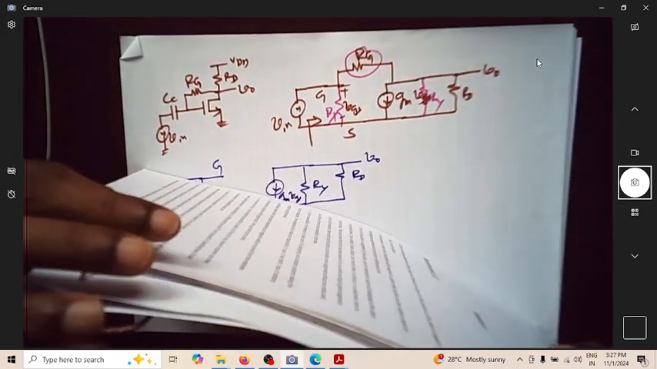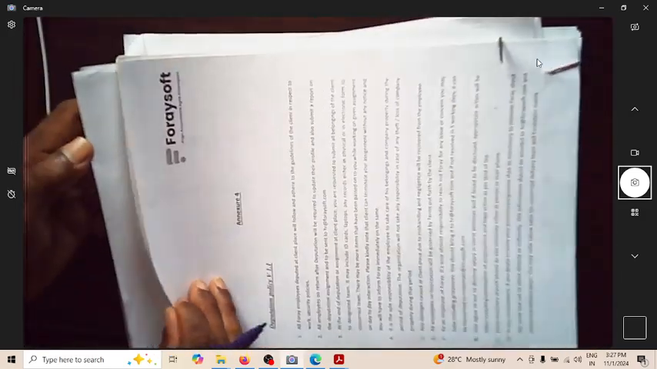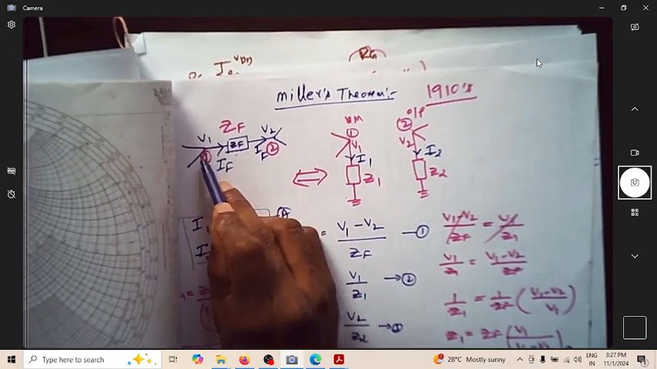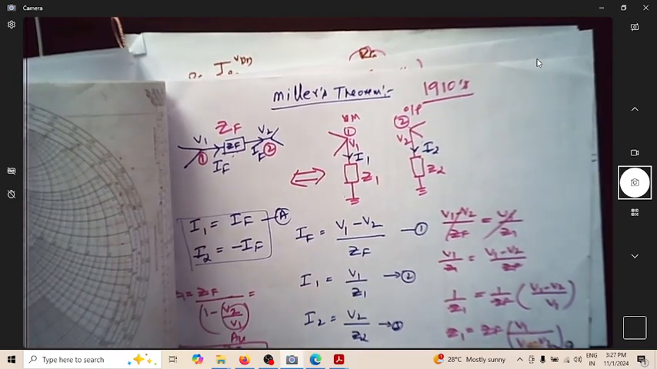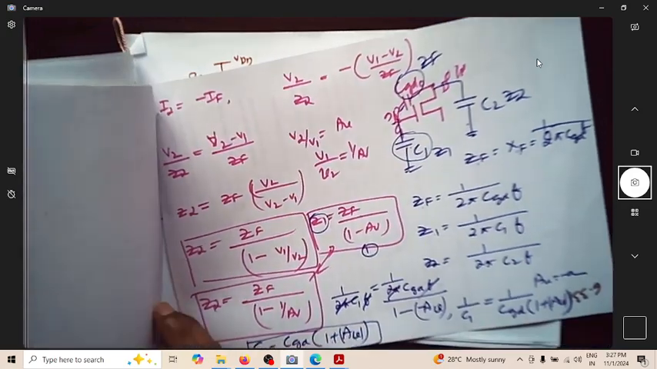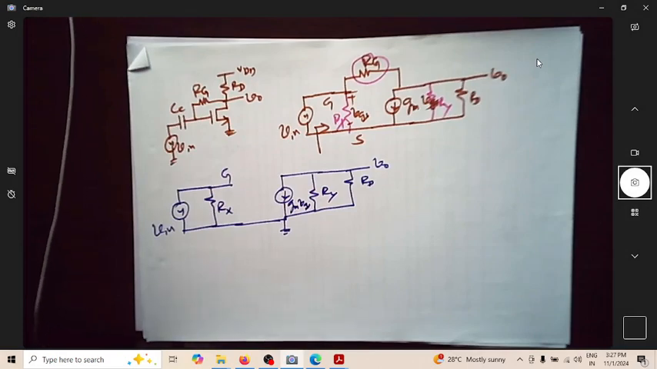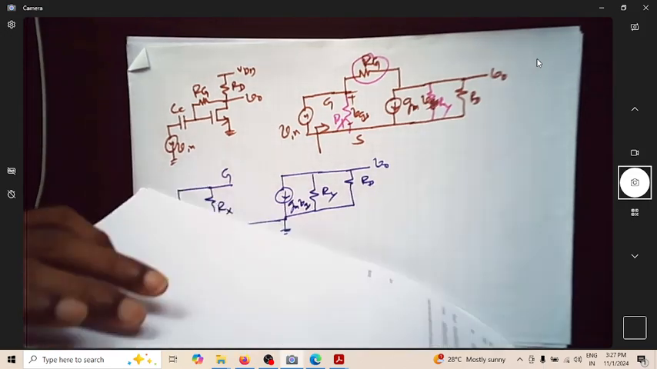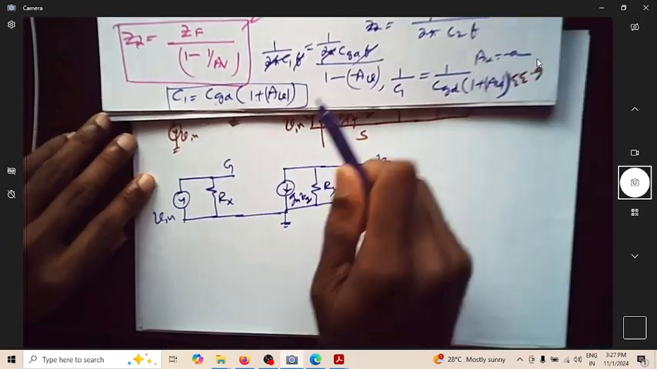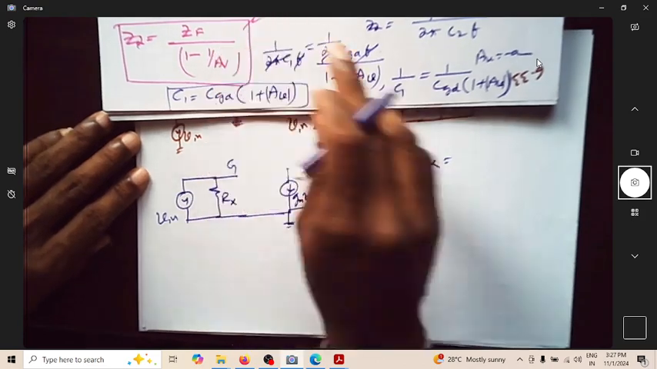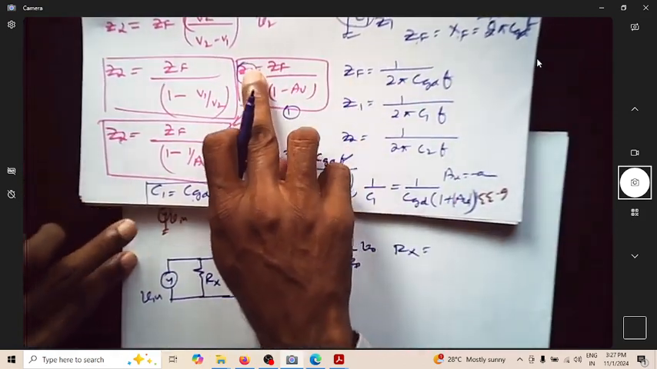In our Miller's theorem, we discussed a similar type of circuit. Whenever there is an impedance between two ports, we got the expression for Z1 and Z2. So what was the expression of Z1 and Z2? So in case we have this, what is Rx?